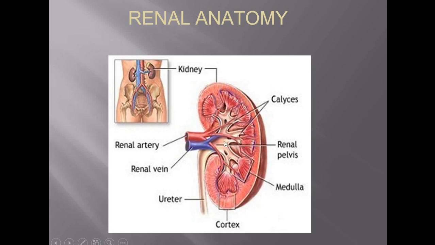And at the hilum of the renal pelvis, we have three structures. One is the renal artery, which provides the blood supply, the renal vein, which takes the blood away from the kidney, and the ureter. So the cortex, the medulla, the pelvic-calyceal system, and the hilar structures. So this is the basic anatomy of the kidney.